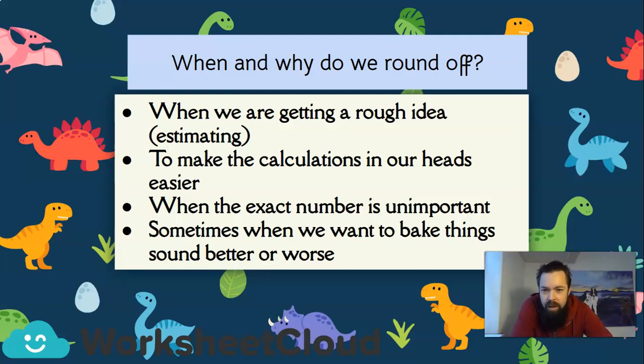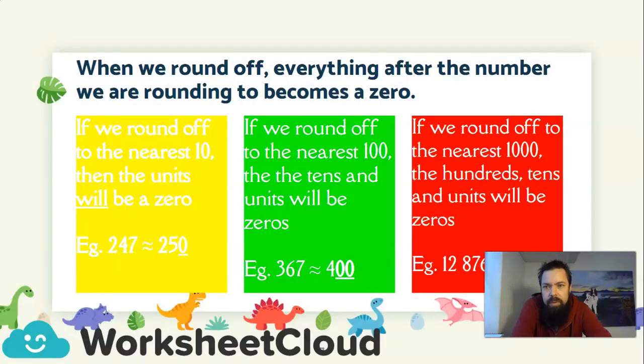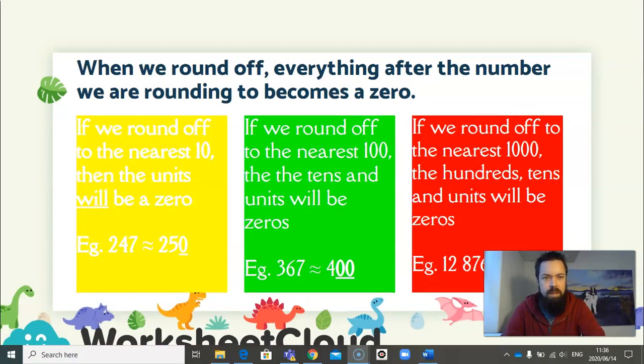Okay. So sometimes if you want to make things sound better or worse, you'll choose to round off to a lower number to make it sound worse, or to a higher number to make it sound better. That does happen, but you won't need to necessarily do that at this stage. Okay, so when we're rounding off, everything after the number we're rounding to becomes a 0.